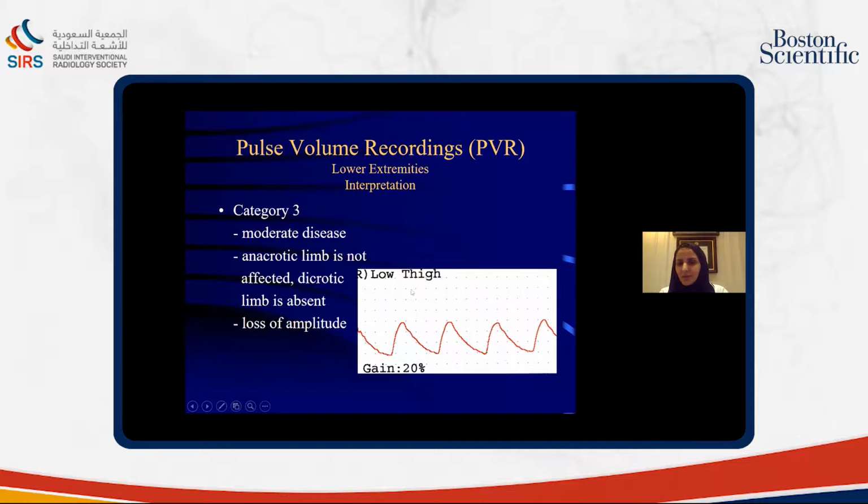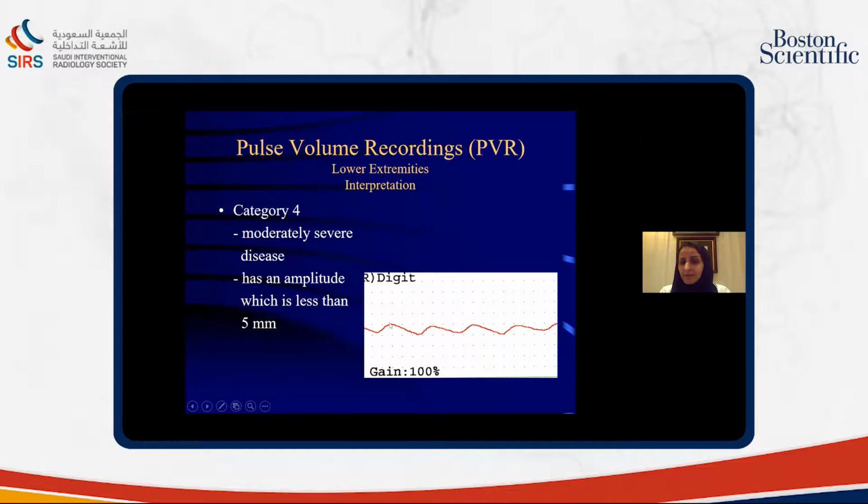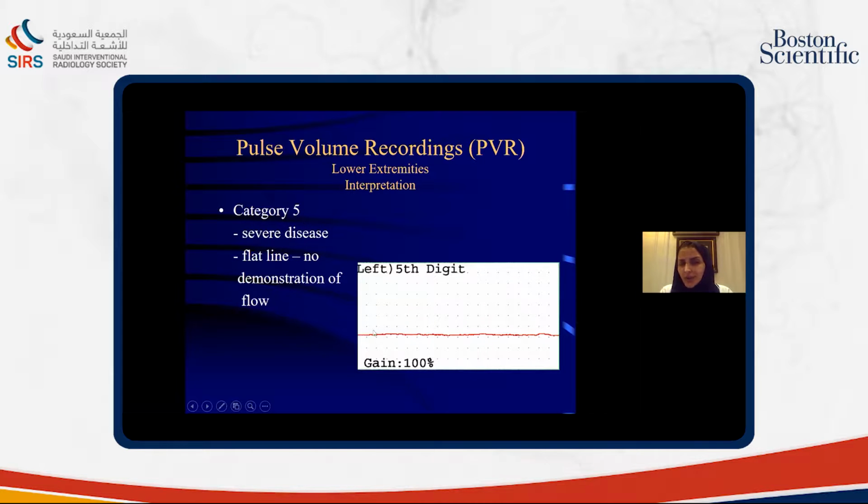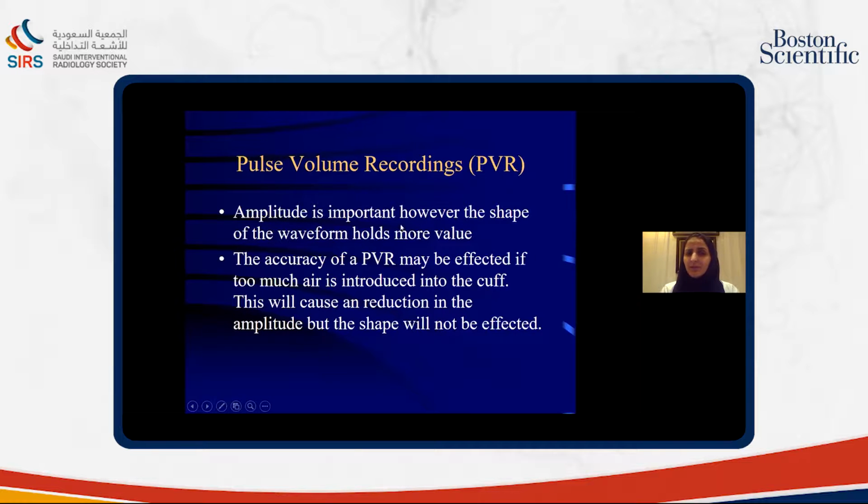Category 3, moderate disease, is when we lose amplitude, but not less than 5 centimeters. We have the anacrotic, but there is no dicrotic notch here. Here the amplitude is less than 5 centimeters, so we have category 4, moderate to severe disease. And category 5 is severe disease with a flat waveform. So amplitude is important, however, the shape of the waveform holds more value.